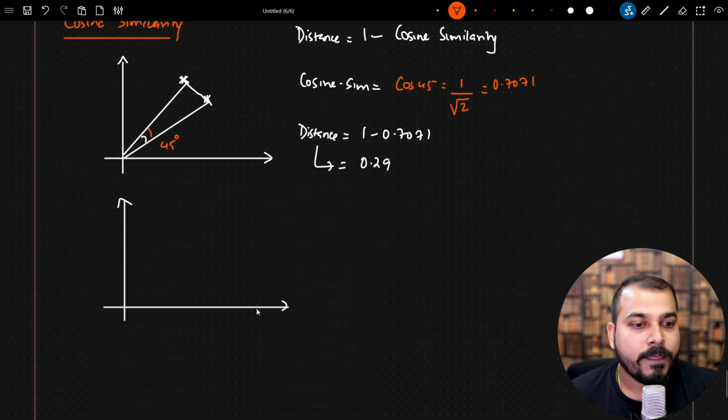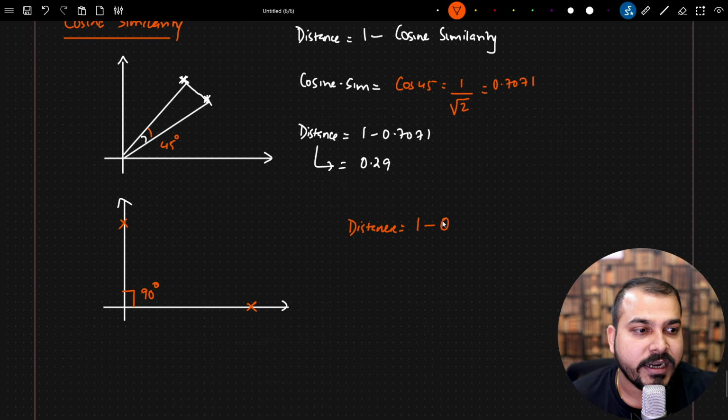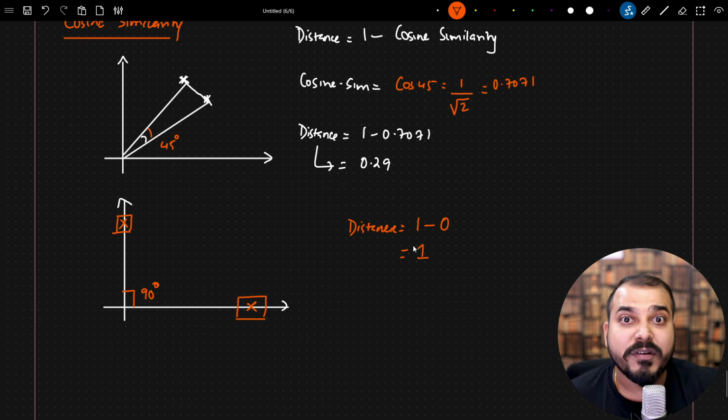One of the vectors is over here, and one of the vectors is over here. Then the angle between these two is nothing but 90 degrees. In the case of 90 degrees, my distance will be nothing but 1 minus cos theta. Cos theta is nothing but cos 90. Cos 90 is nothing but 0. 1 minus 0 is 1. So I can definitely say this vector and this vector are completely different because the distance between them is 1.